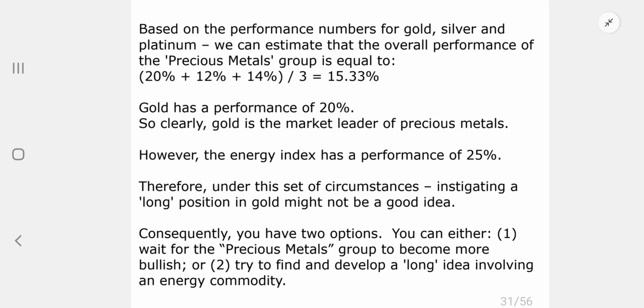However, the energy index has a performance of 25%. Therefore, under this set of circumstances, instigating a long position in gold might not be a good idea. Consequently, you have 2 options. You can either, number 1, wait for the precious metals group to become more bullish, or number 2, try to find and develop a long idea involving an energy commodity.